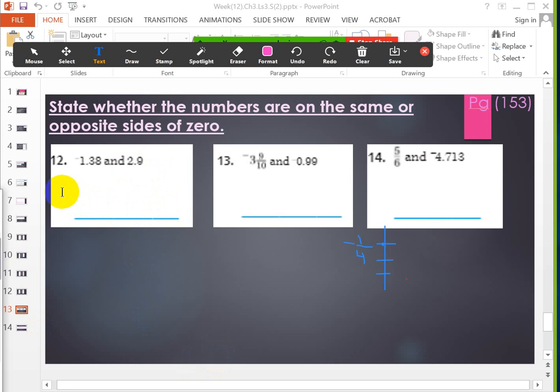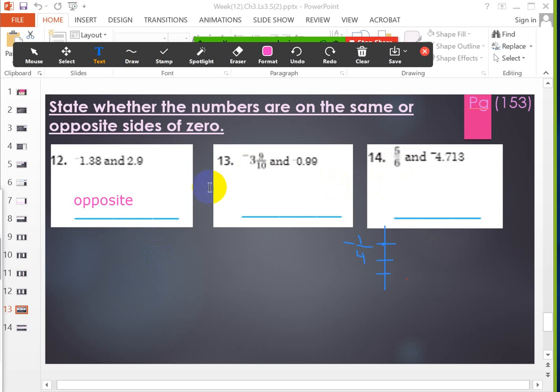Opposite sides. Why? Because negative 1.38 is negative, and 2.9 is positive. Very good. Thank you so much, Lamar. Your answer is correct and your explanation is correct. Because we have a negative and a positive number, one will be left and one will be right. That means they will be on opposite sides.